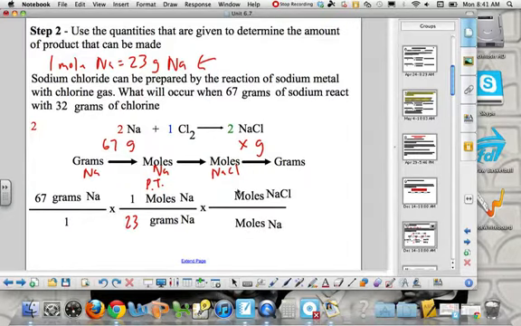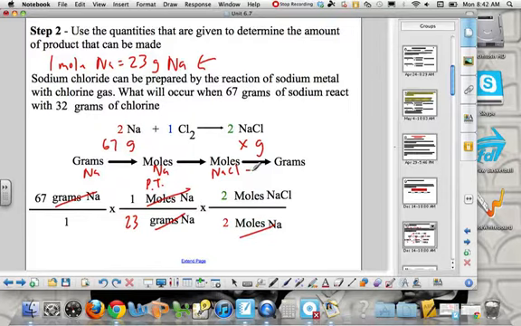So this part right here, I want to take the numbers from my equation. Well, in my equation, I have a 2 next to the Na, so that's what I'm going to put next to my Na. And in the equation up here, I had a 2 next to the NaCl, so I'm also going to put a 2 next to the NaCl. And this actually gets me to the moles of NaCl. So right now, looking at this, I've canceled out this step, this step, this step, and this step, and now I'm in the moles of NaCl where I want to be.